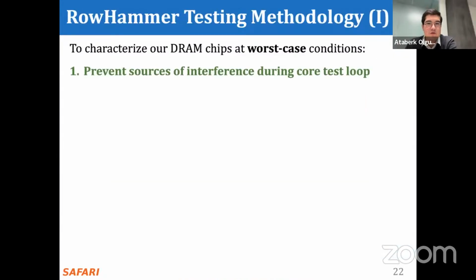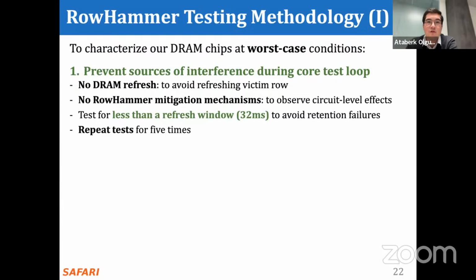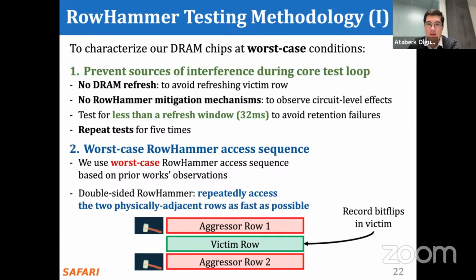We carefully reuse the rigorous RowHammer characterization methodology described in prior work, where we prevent sources of interference and use the worst case double-sided RowHammer access pattern to characterize the DRAM chip. And we record the bit flips in the sandwich victim row.